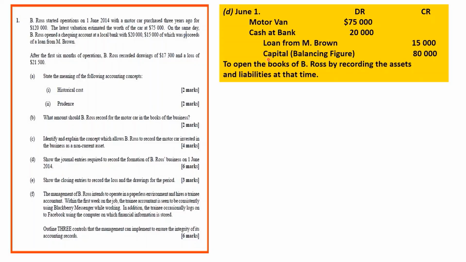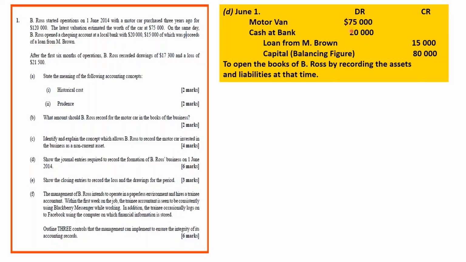We can make one entry like this. So we know he's bringing in the motor car at 75,000, so we'll debit that. And we have here he's opening a bank account for 20,000, so we have cash at bank of 20,000. We know too that he has a loan from M. Brown. A loan is a credit balance of 15,000. So when we put these together, the capital balancing figure would be 80,000 here.